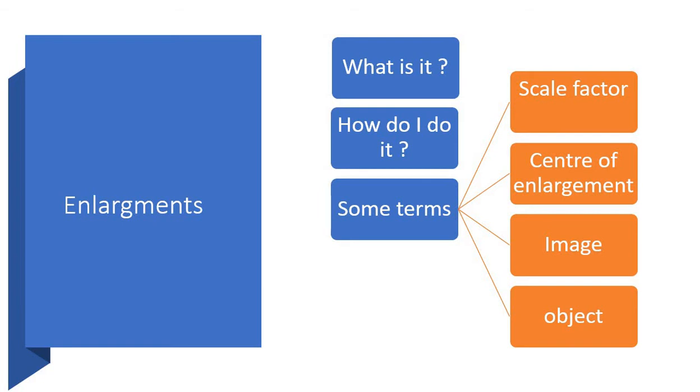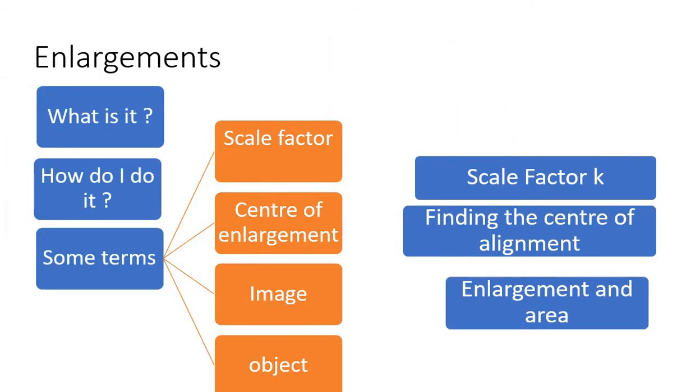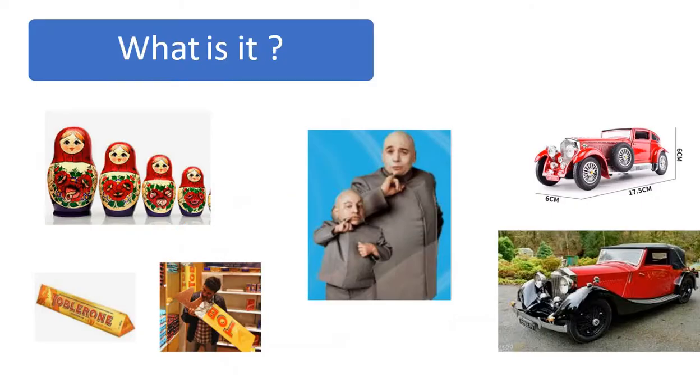In a few terms, the object is the original shape and the image is the enlarged or reduced version of it. The scale factor is how much we reduce or enlarge the object by to make the image. And the center of enlargement is the point that we enlarge it from. When we enlarge an object, the object is still the same in all other forms. It still looks the same, it has the same angles.